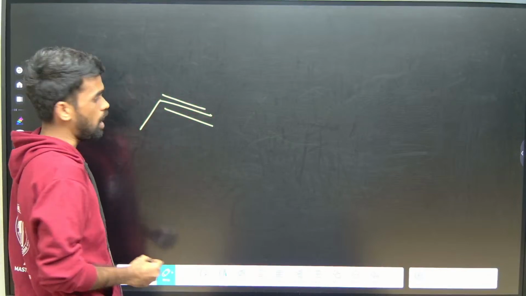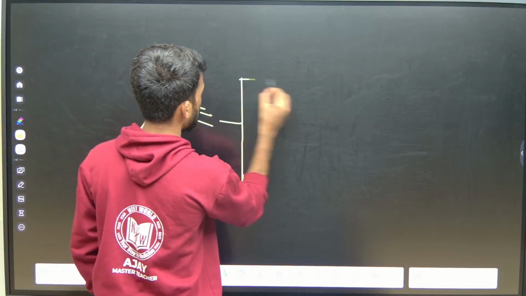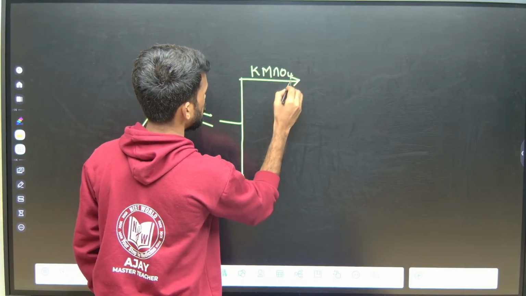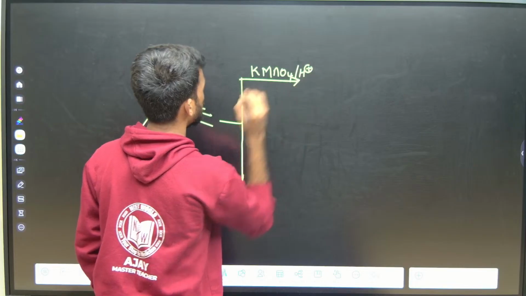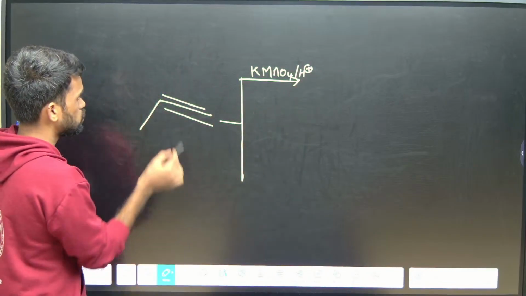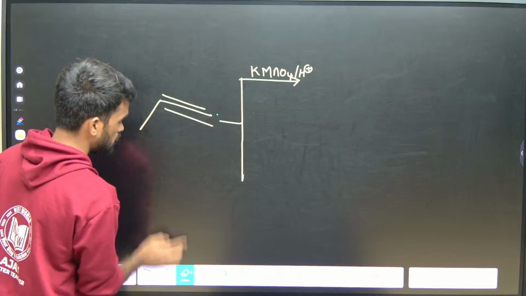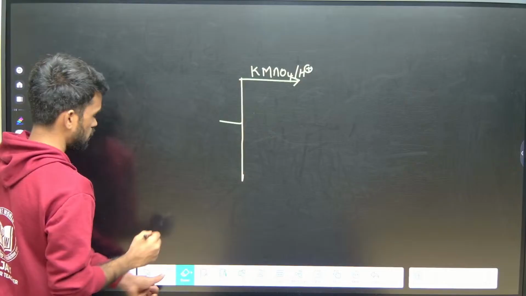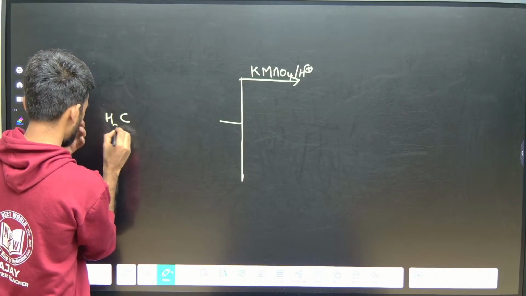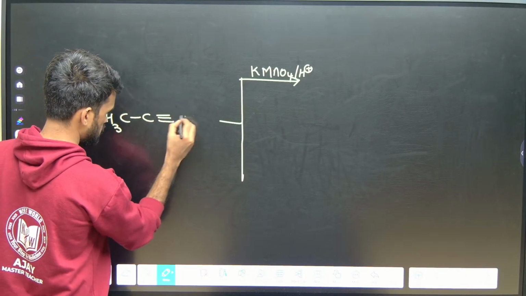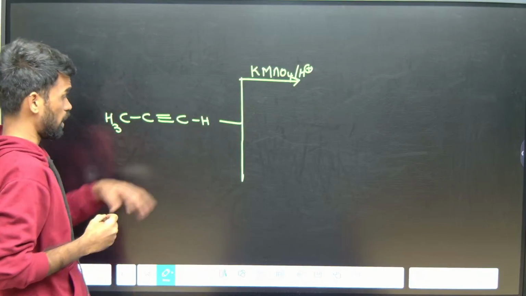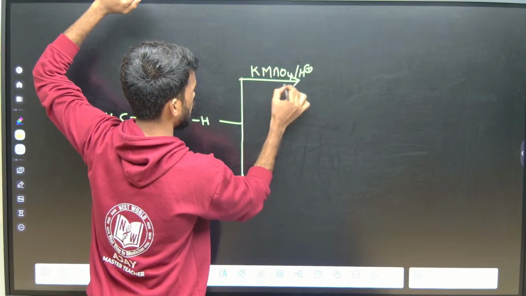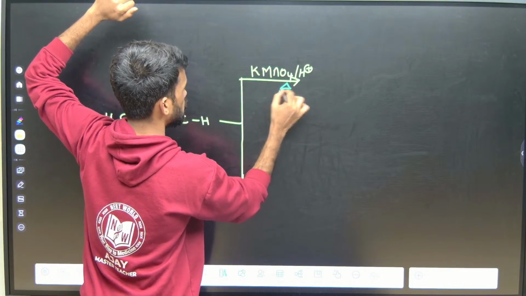Like this I am taking an alkyne. So alkynes, upon treating with KMnO4, in which medium? Acidic medium I am treating. So what to do here? Just break this triple bond. See, again I am writing it clearly so that you will have no confusion. CH3, C, triple bond C, H. Okay, hot KMnO4 in acidic medium. You are taking KMnO4 in the acidic medium.